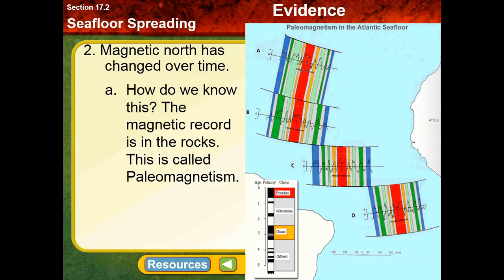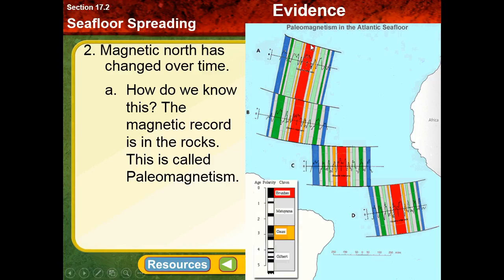We also found out that magnetic north changed over time. So all these different mapping tools let us know how old the ocean floor was and let us know that magnetic north changed over time. Because we looked, once again, using that magnetometer, we could tell which way north and south was. And the study of this is called paleomagnetism. Paleo meaning ancient or old, and magnetism. So it's the ancient magnetism that's recorded in the rocks. And we can see where the changes have happened. We can see that they're not happening at the same rate over time.